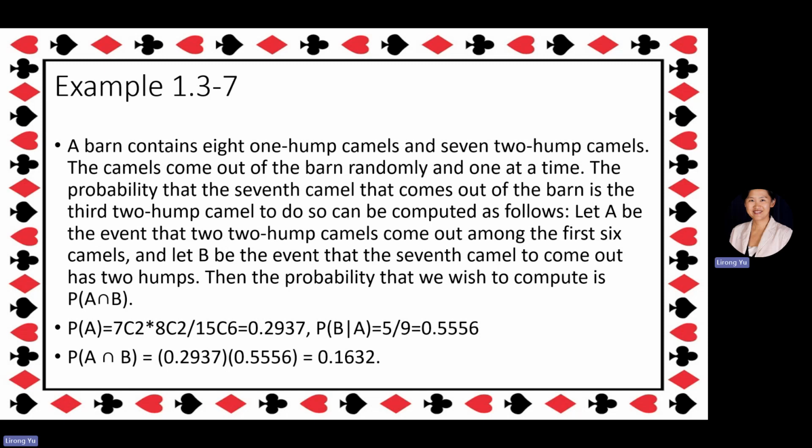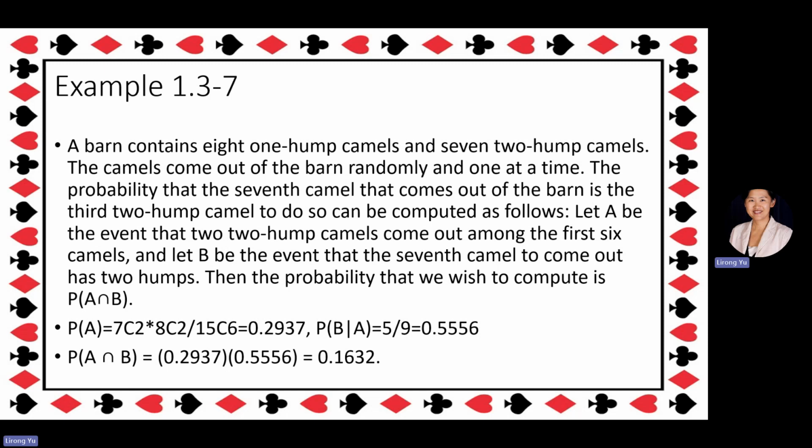The total number of camels is 8 plus 7, which is 15. So the total number of camels is 15. But assuming we're talking about B here, the 7th camel, that is assuming you already have 6 camels out of it, right? So 15 minus 6 is 9. The total number of camels still in the barn is 9 camels, right? We already talked about A, assuming A already happened.